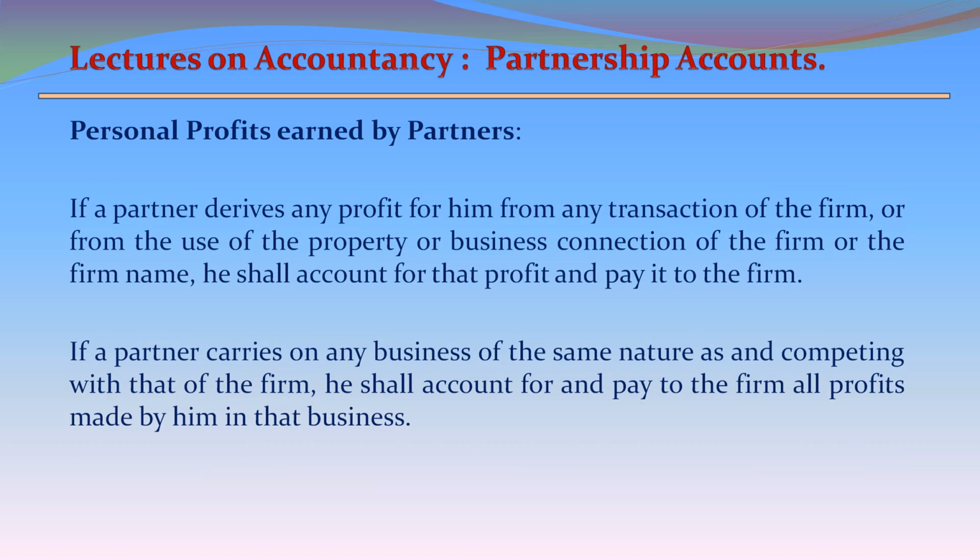Personal profits earned by partners. If a partner derives any profit for himself from any transaction of the firm or from the use of the property or business connection of the firm or the firm name, he shall account for that profit and pay it to the firm. If a partner carries on any business of the same nature as and competing with that of the firm, he shall account for and pay to the firm all profits made by him in that business.